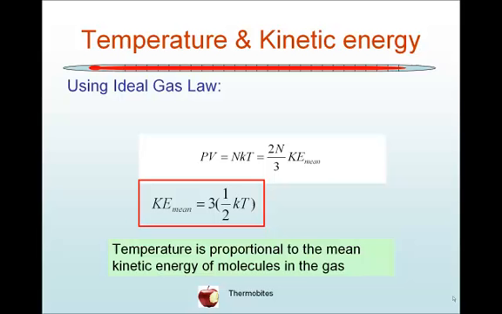And so if we use the first form that we saw in a previous video, PV equals NkT, then NkT is equal to 2N on 3 KE mean, which is the mean kinetic energy. And so once we've cancelled out the number of molecules on both sides of the equation, we end up with the equation that says that the mean kinetic energy is 3 times a half kT. So the mean kinetic energy is proportional to the temperature of the gas. Or as it's written there, the temperature is proportional to the mean kinetic energy of molecules in the gas.